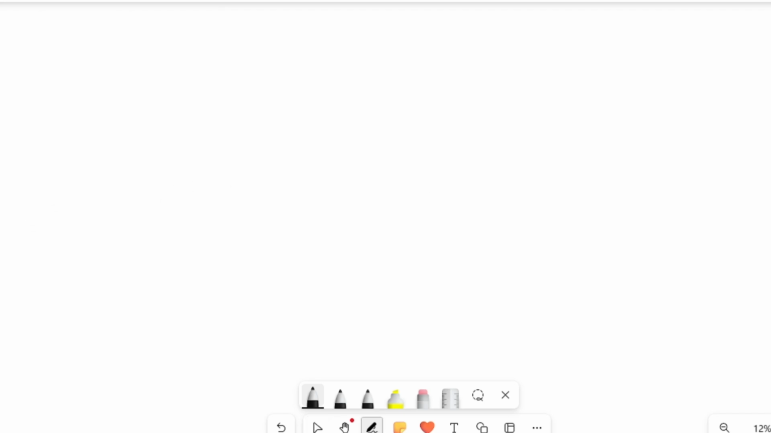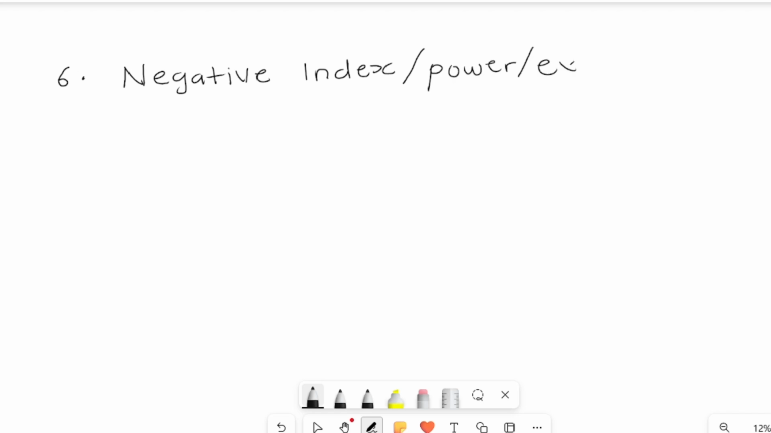This is number 6. Call it negative index. Remember, index is the same thing as power, the same thing as exponent. Let me write it here. It's called the negative index or power or exponent.